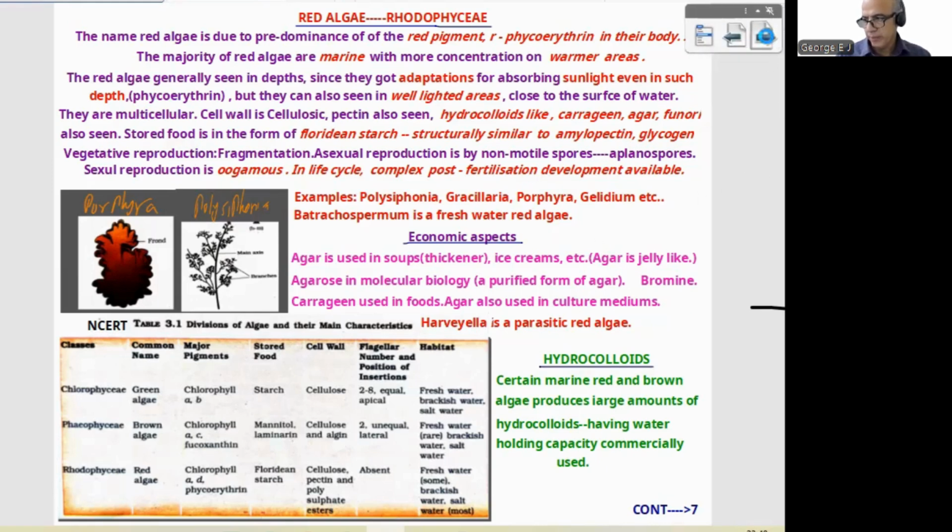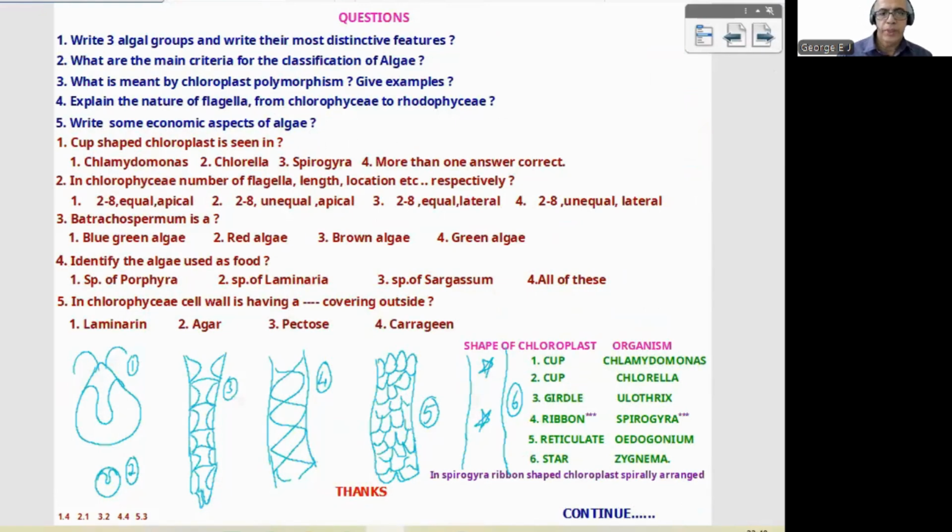Hoping that it is clear. Five theory questions, five NEET model questions with the key. Here I have drawn the chloroplast polymorphism, where you can find the shapes: cup shape, girdle shape, ribbon shape in Ulothrix and Spirogyra, spirally coiled, then reticulate, star shape, etc. A match the following type question on chloroplast polymorphism is at the bottom. So I think it is clear.